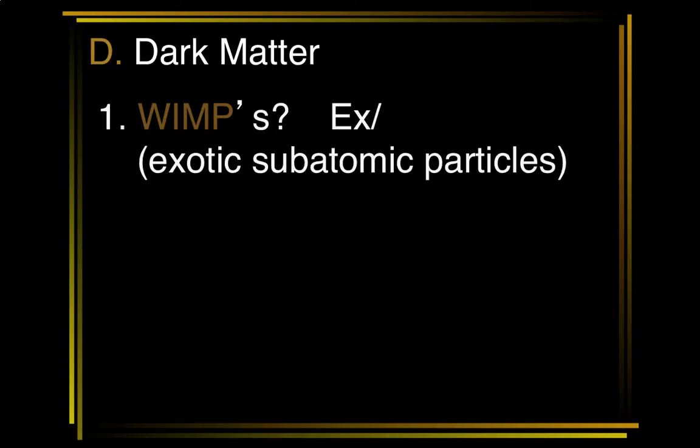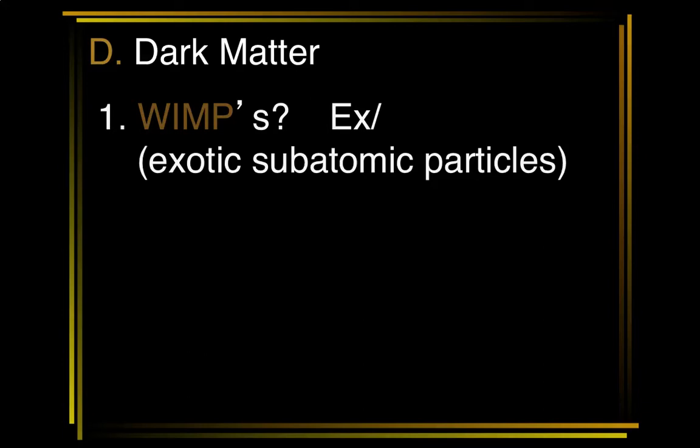Weakly interacting. They can fly right through most matter. But they do have mass. They have some tiny bit of mass. And if there's a whole sea of these out there, then they would account for the missing matter. So maybe this is dark matter. We've had one WIMP so far that we've talked about a few times, neutrinos.